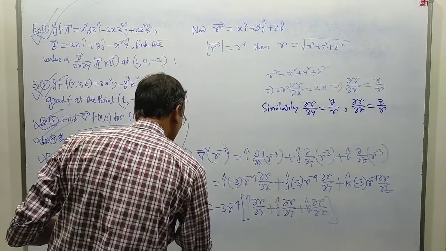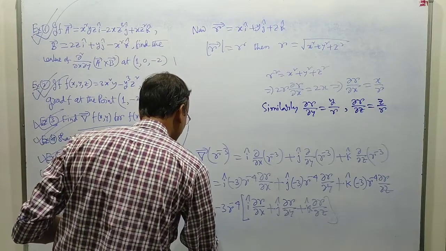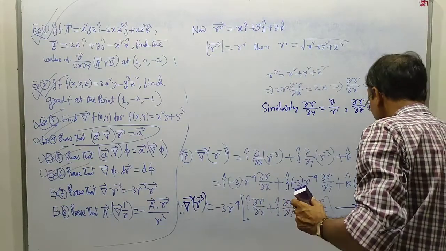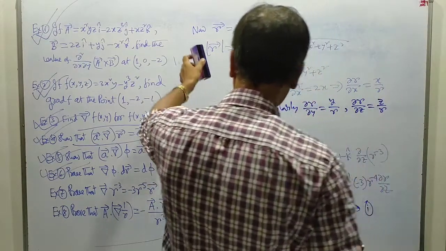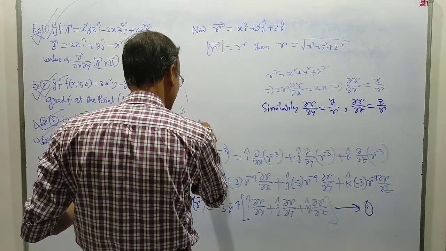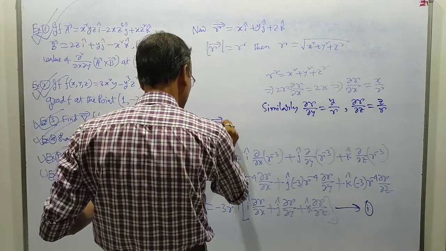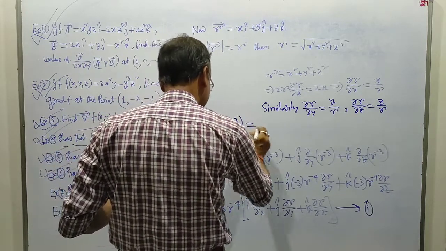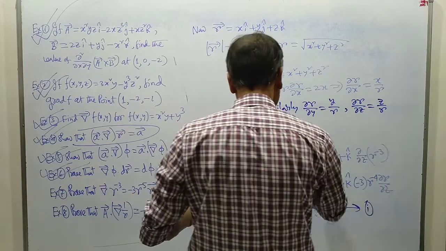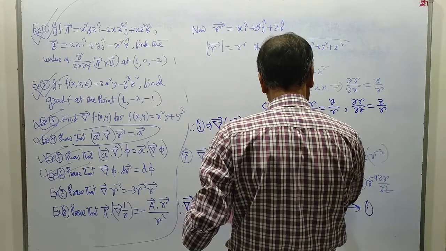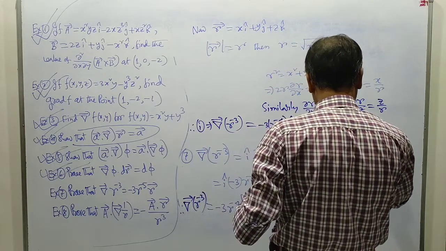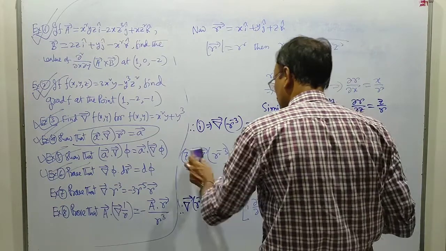Now, gradient of r to the power minus 3. Suppose it is number 1. Therefore, 1 implies gradient of r to the power minus 3. This is equal to minus 3 r to the power minus 4 times i cap x by r plus j cap y by r plus k cap z by r. It will be like this.